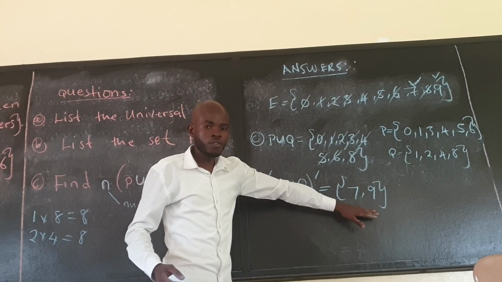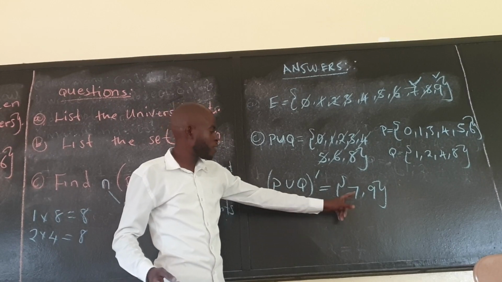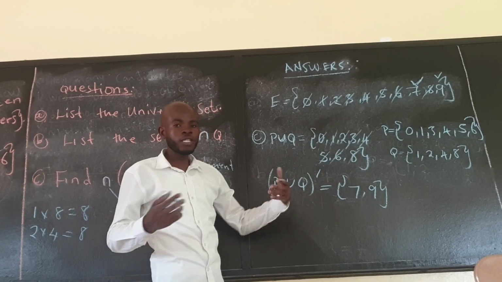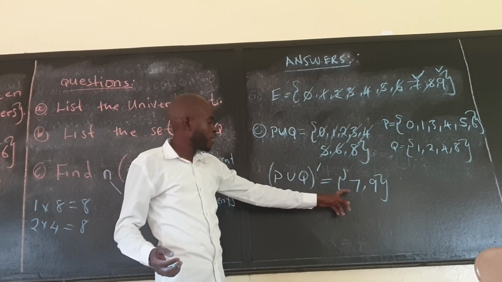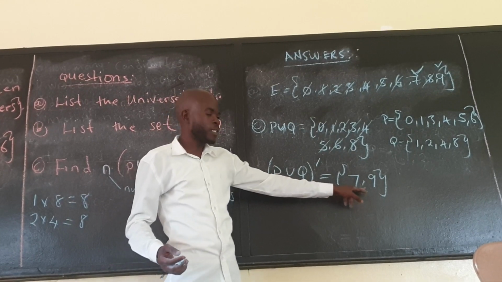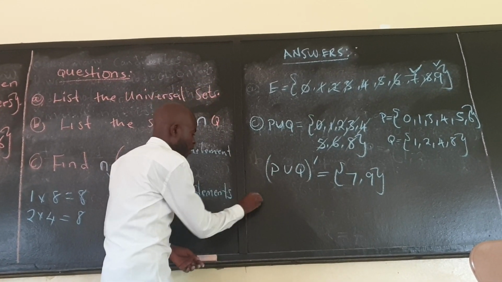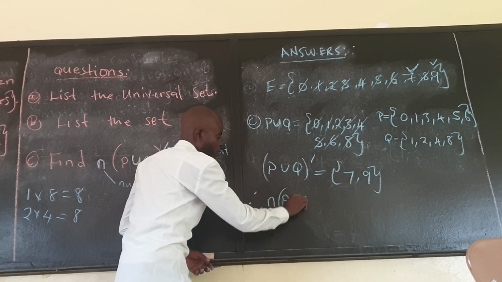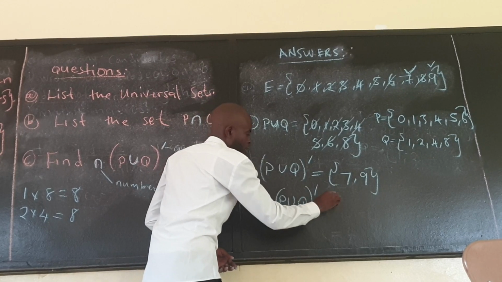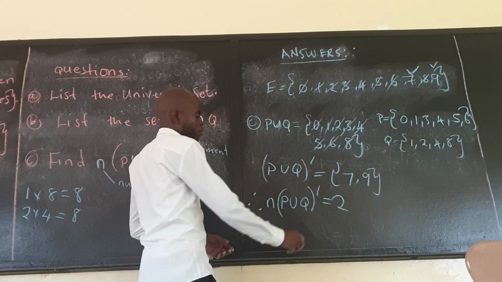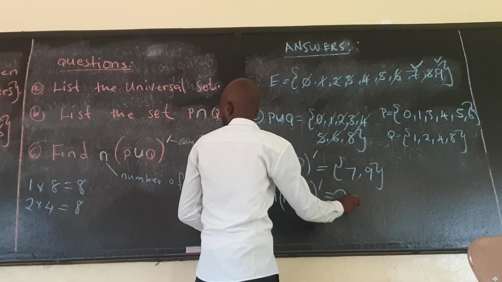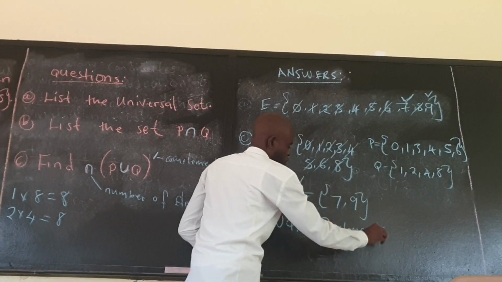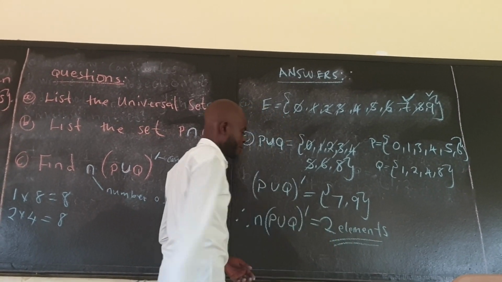So just by using your eyes, how many elements can you find in this set? Just count them. 1, 2. You should not count the braces or the curly brackets because they are not elements. So the numbers are just 2. It is 7 and 9. So you conclude by saying, therefore, the number of elements in P union Q complement is equal to 2. There are 2 elements.